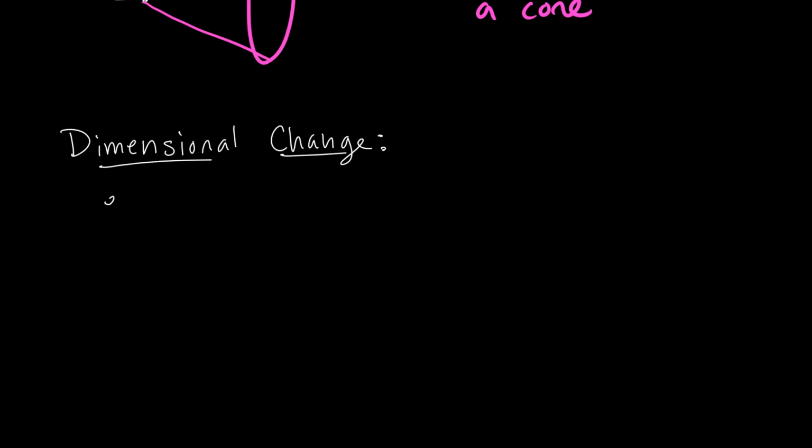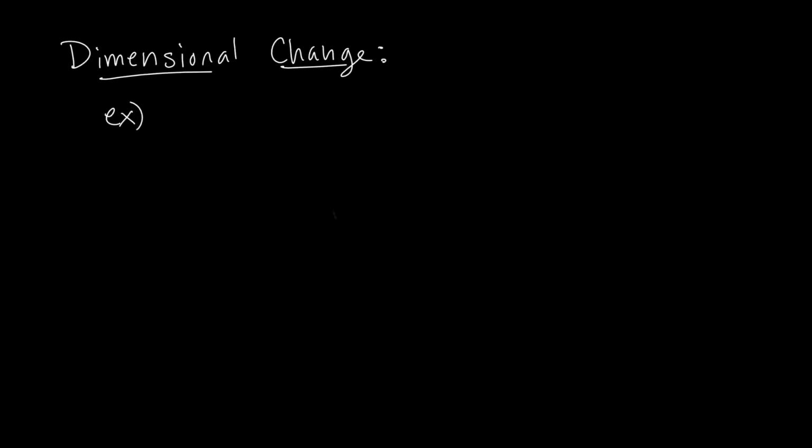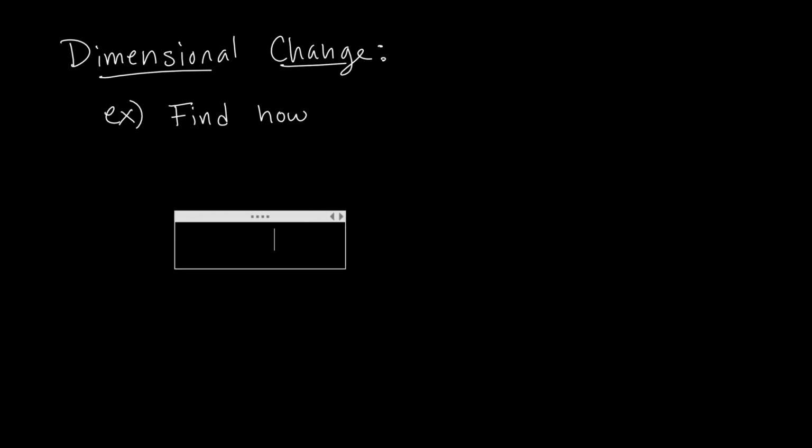So the best way to do this is to do an example with you. Find how dimensional, I thought so. Is it T-I-O-N-A? No. Dimensional. Yeah, it's just a weird word. Yeah, it says I did it right.